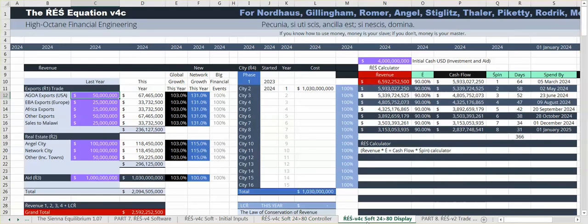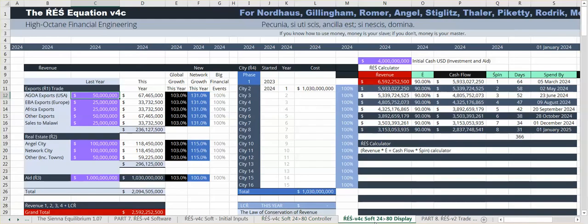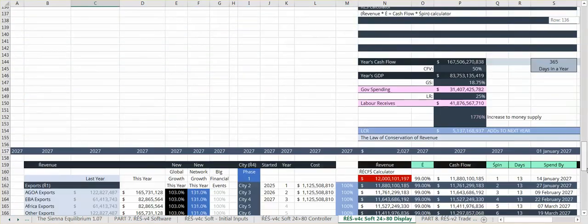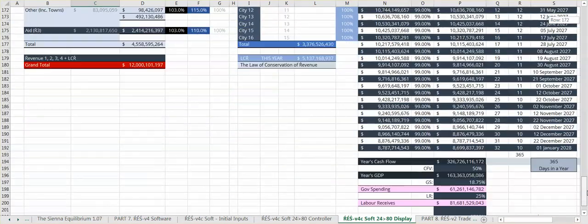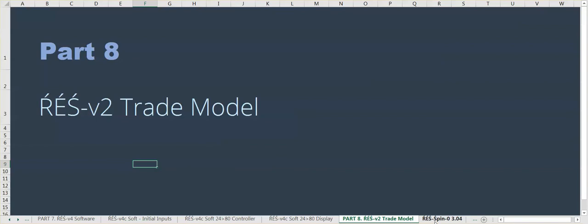Right. So, initial inputs, controller, shows all the information that we've captured here, which took me, I don't know, 4 or 5 hours to do, maybe longer, and we can change it in a millisecond on the software. Okay, right, part eight. We're actually going back in time again. I think this was early 2019, not sure.